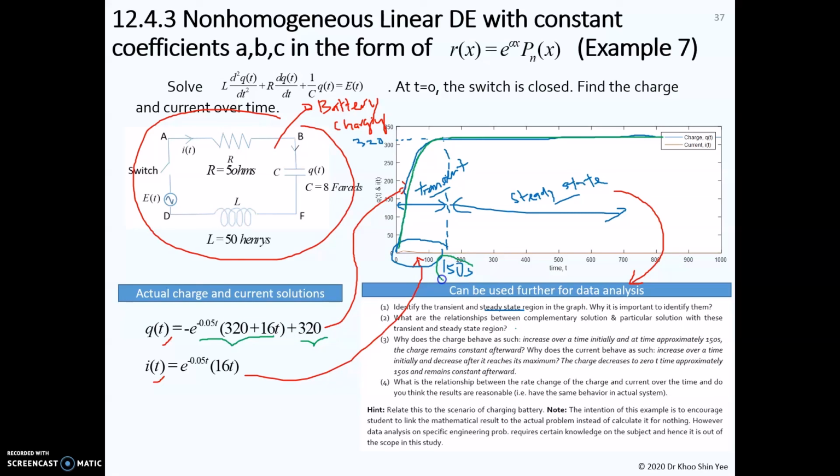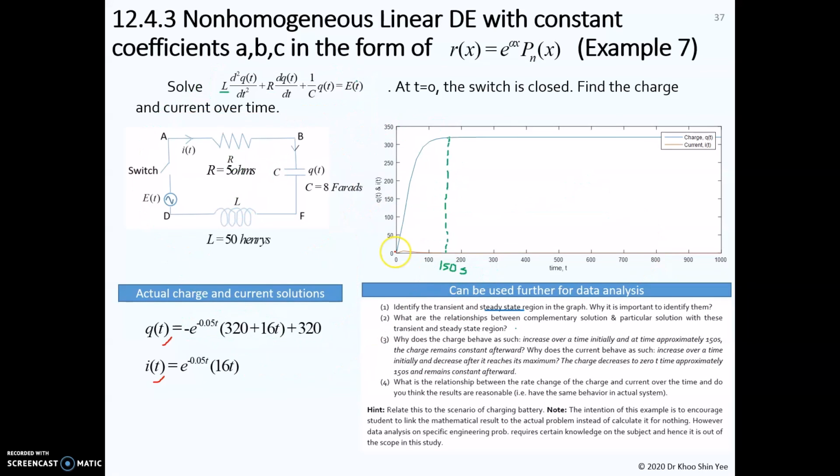So if you think that 150 seconds is too long to charge a battery, if you want to reduce this further, what should you do? Since the transient solution here mainly depends on the complementary solution, which can be solved from the homogeneous part, where the right-hand side is equal to 0. So it mainly depends on these three coefficients. So by altering these three coefficients and tuning them to optimum values, you should be able to reduce this further.